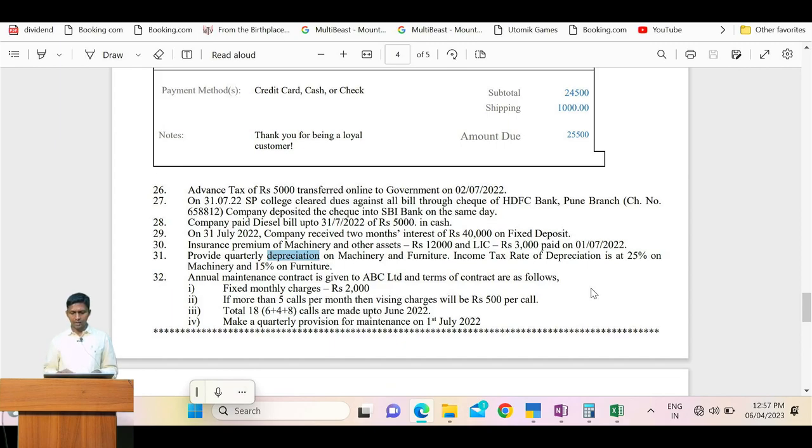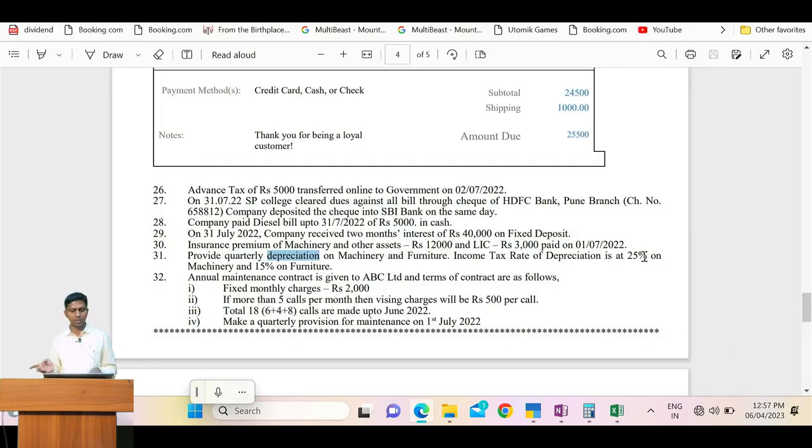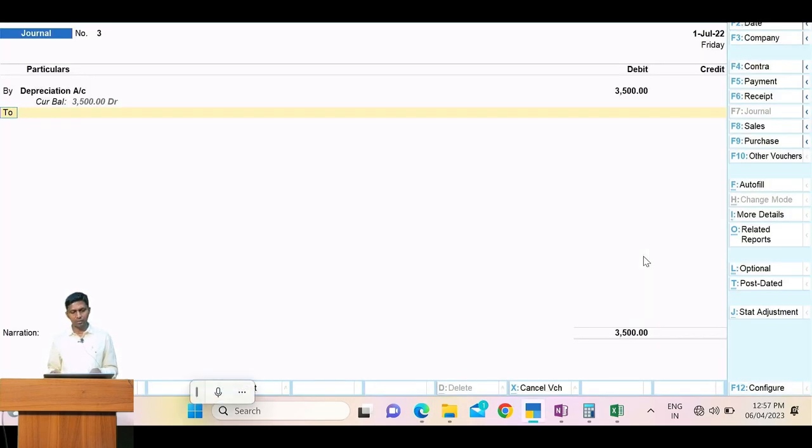Or otherwise use a calculator. First calculate annual depreciation, divided by 12, multiplied by 3. Correct, 3 months in 1 quarter. And you will get quarterly depreciation of machinery. Do the same thing for furniture. You will get furniture and then you will get the total.